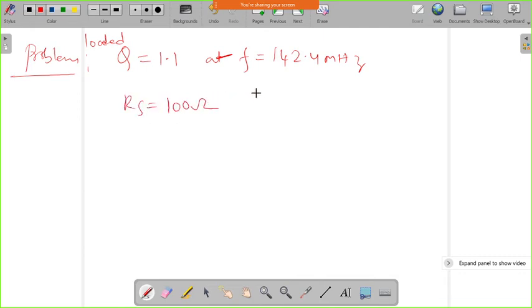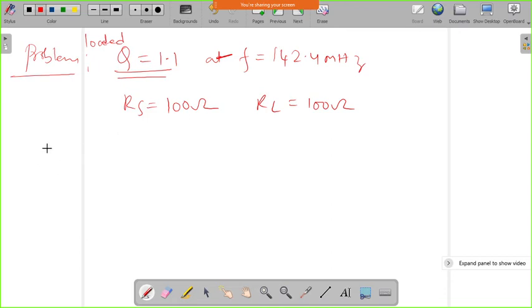Okay, and load resistance also 100 ohm. So now, after designing the resonance circuit which gives the loaded Q of 1.1, how do we increase the Q using perfect components? After designing the resonance circuit for a loaded Q of 1.1, how are we going to increase it, whatever we have discussed, either decreasing the inductor value or increasing the capacitor value, so that we can see how the Q will increase.